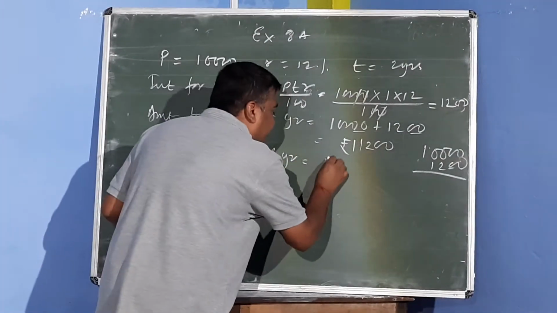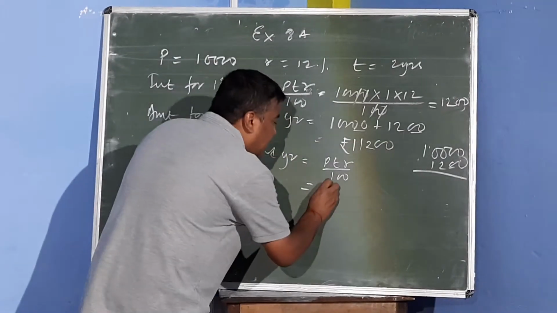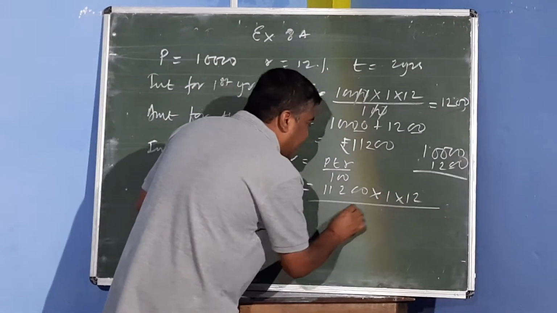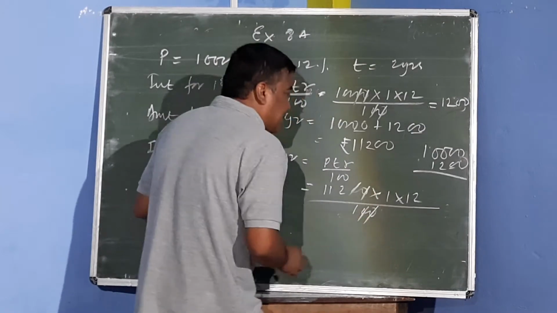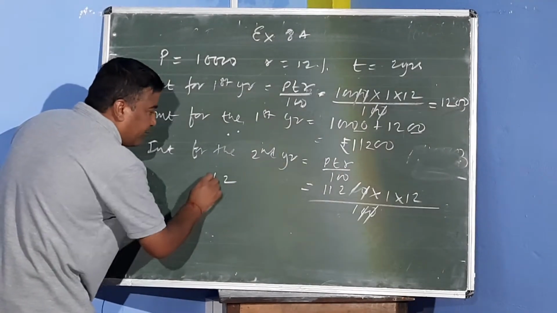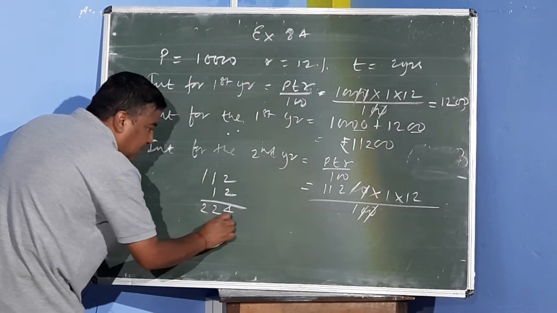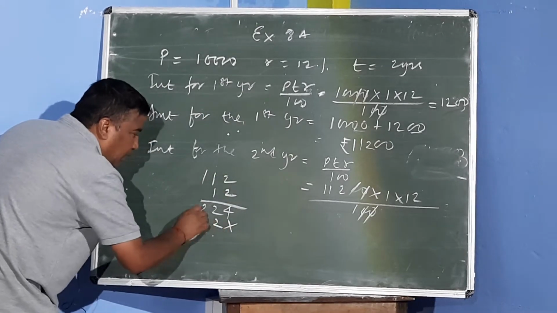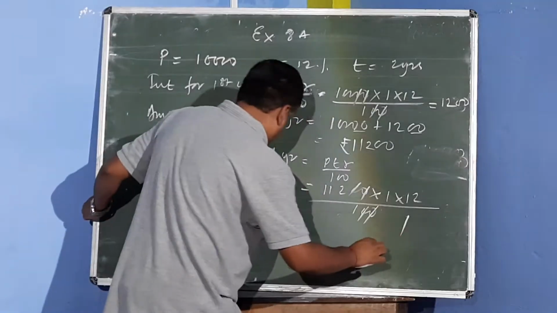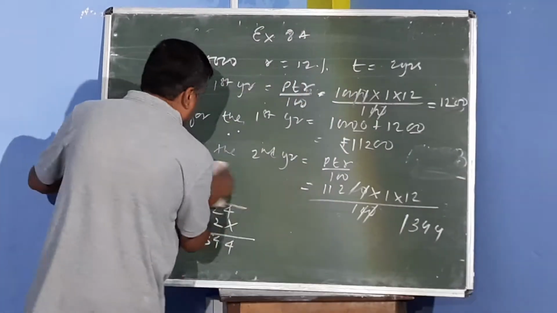Second year, again formula is same, PTR by 100, but this time principal will be 11,200 into 1 into 12 divided by 100. This and this cancel. Now multiply 12 and 112. 12 into 112. 2 2s are 4. 2 1s are 2. 2 1s are 2. 2 1s are 2. 1 1. That means 1,344 is interest for the second year.